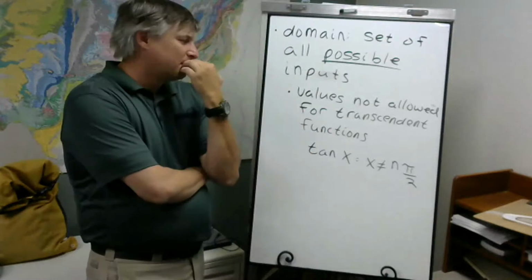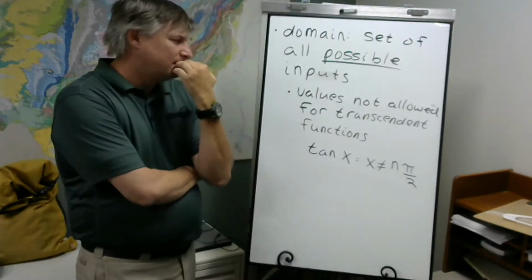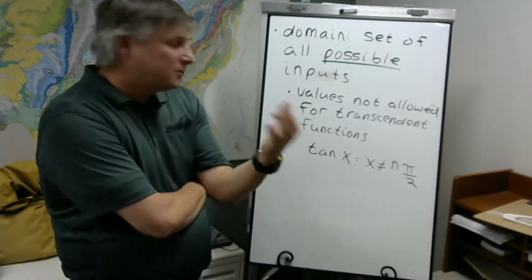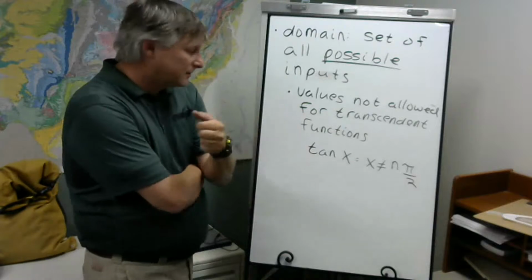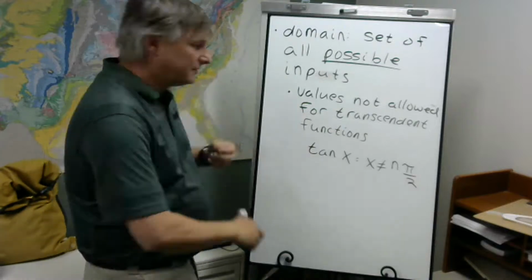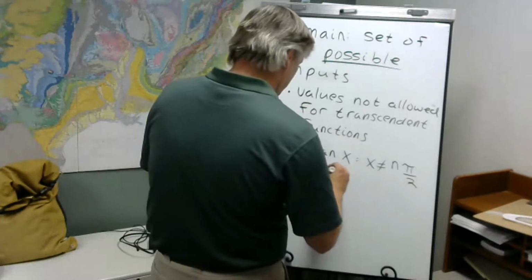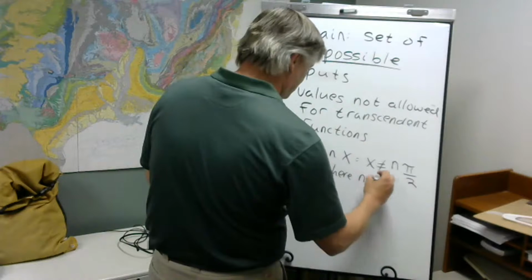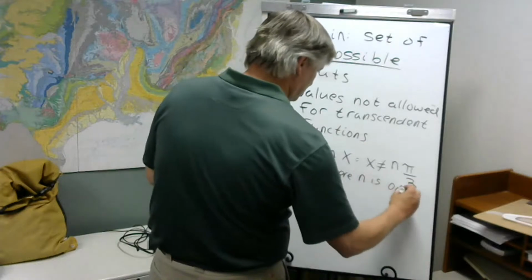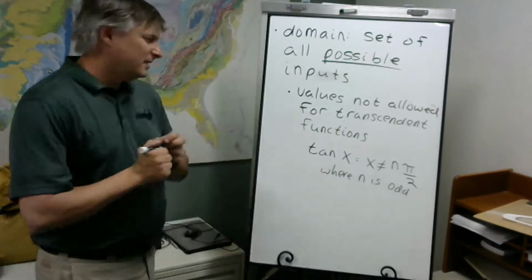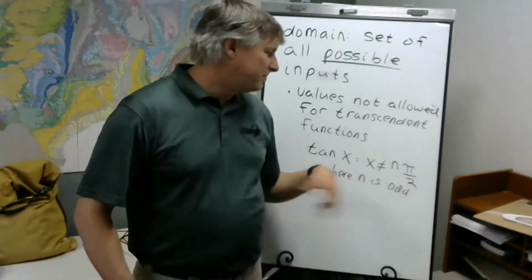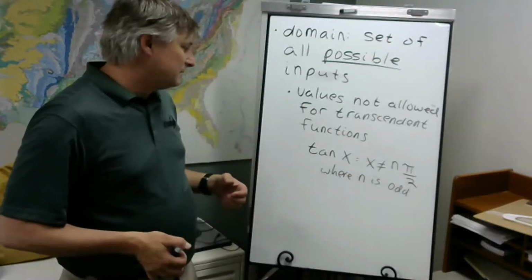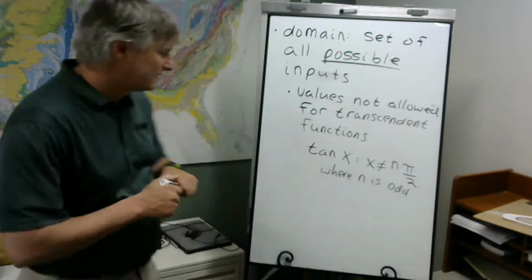Hold on, give me a second there. You can do even multiples of pi over 2. That would be okay, because you can take the tangent of negative pi, for example. So let's say odd. So you can't do pi over 2, 3 pi over 2, 5 pi over 2. That won't work. Tangent of x will be undefined.